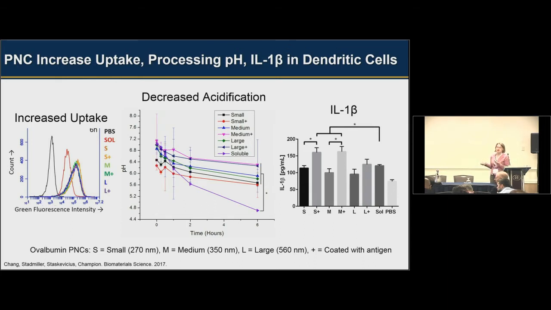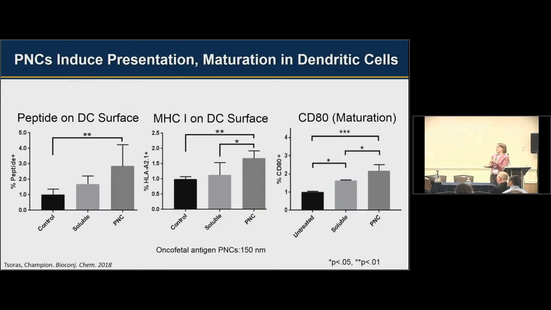And finally, as an example of an important cytokine in immune responses, IL-1 beta, what you can see here is that some of the formulations, particularly small and medium particles, are having significantly high levels of IL-1 beta relative to our soluble formulation or none at all. And so you can start to tune the properties of your particle to try to gain some of these benefits. Furthermore, we see increased peptide presentation on dendritic cell surfaces after taking up these materials. We see increased MHC1 and MHC2 presentation, depending on what sort of antigen we're presenting, and also increased maturation markers.